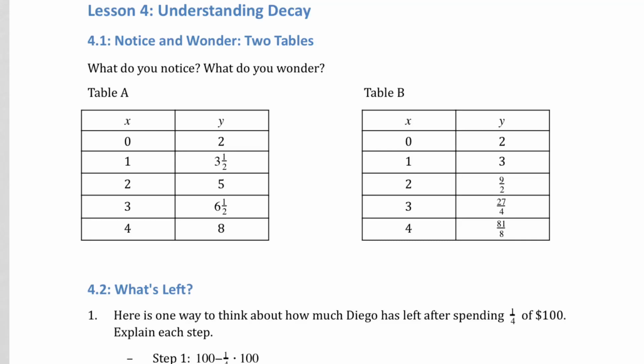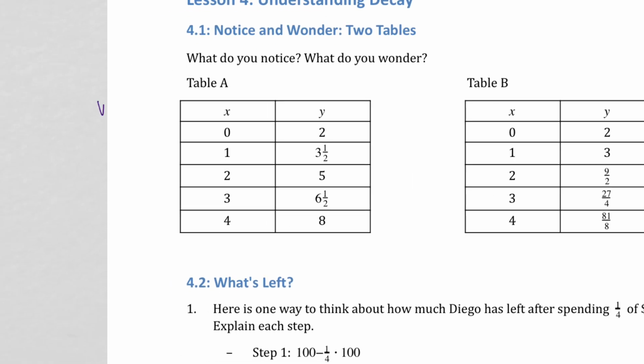So this is lesson 4, understanding decay. So we have notice and wonder. We have 2 tables here. What do you notice or wonder about these 2 tables? Each is like what they're comparing. If they're trying to compare. Okay, so what they're comparing, we don't know that, right? What it is.